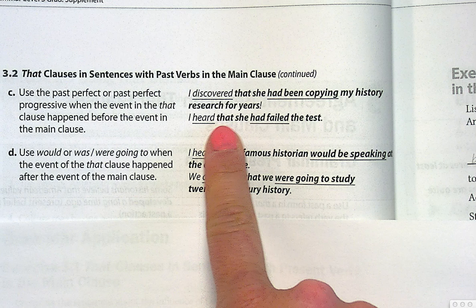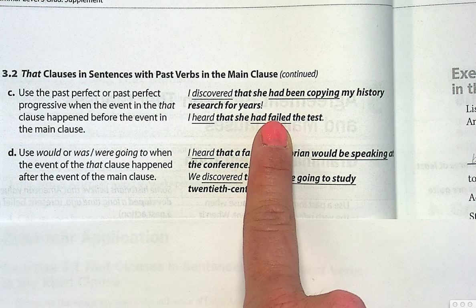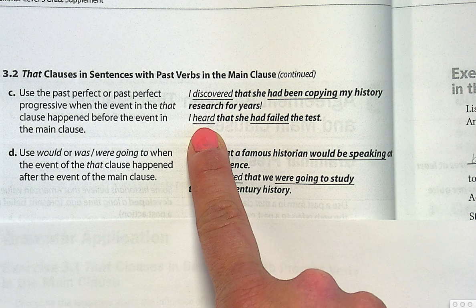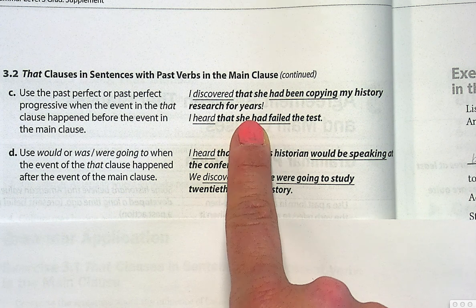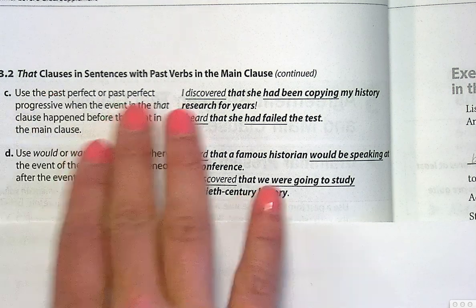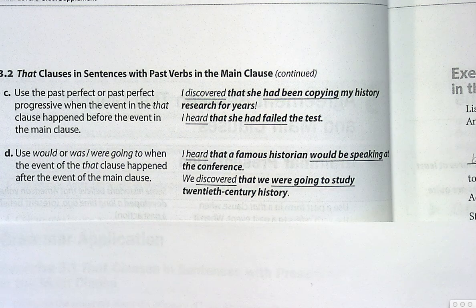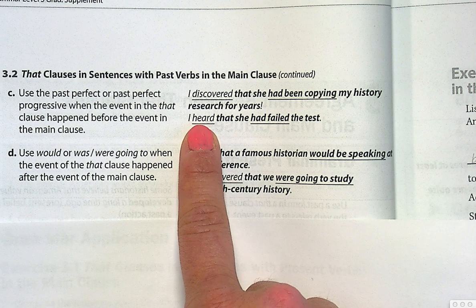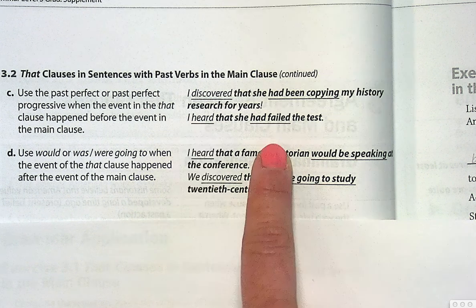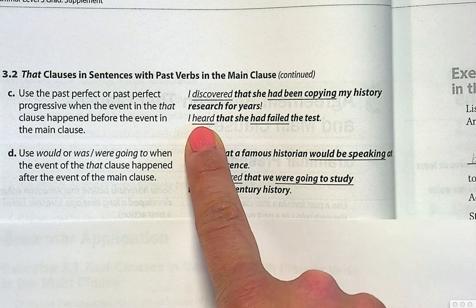I heard that she had failed the test. This action, had failed, happens before our main clause, I heard. Someone told me this in the past, so I heard it. And before I heard it, she had failed the test. So in this case, the past perfect and the past perfect progressive show a relationship between two things in our sentence, between the action in our main clause, which happened in the past, and the action in our noun clause, which happened before our main clause verb.